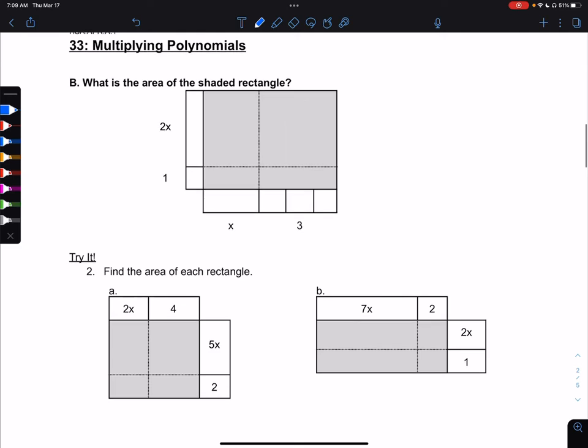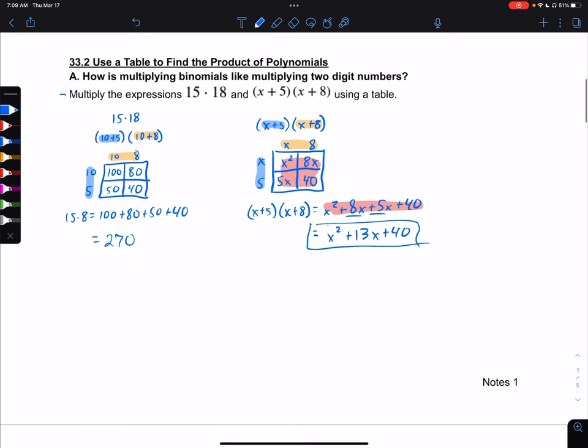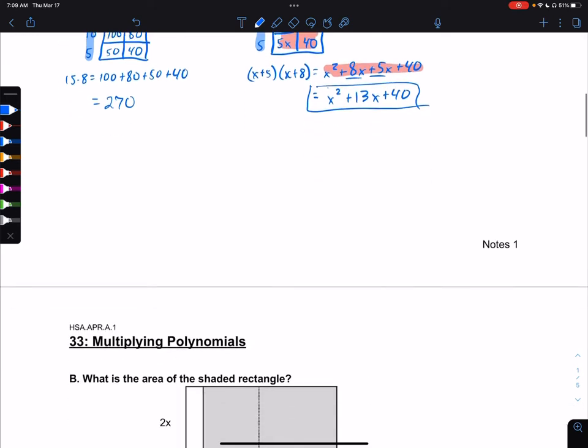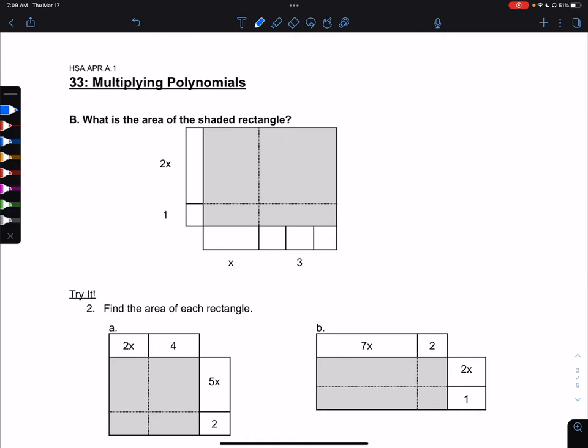So looking at part B, it says what is the area of the shaded region? The idea is kind of the same thing, right? Here in part A, we created these tables. In part B, they're giving us a figure. So if we look at this group in here, this is 2x times x. So what I'm going to do is I'm going to multiply those. And 2x times x would be 2x squared. Then this piece here is the 2x times the 3. And 2x times 3 would be 6x.